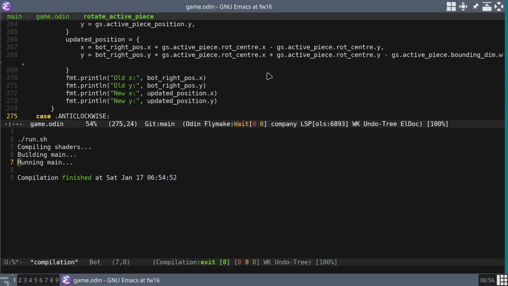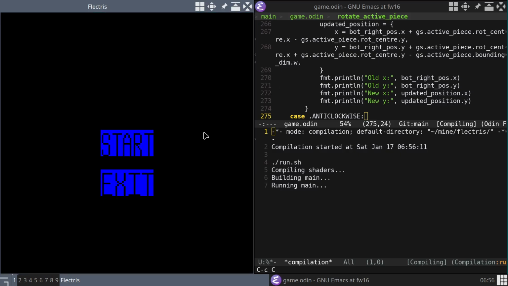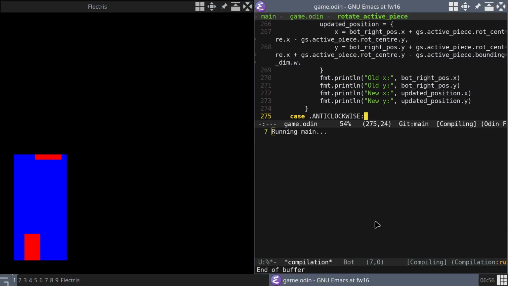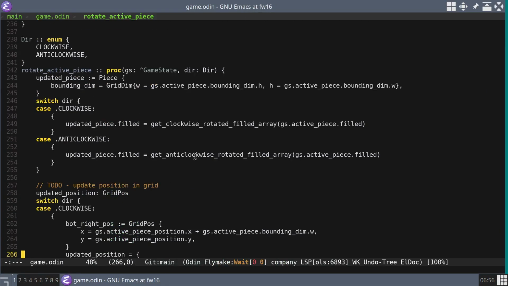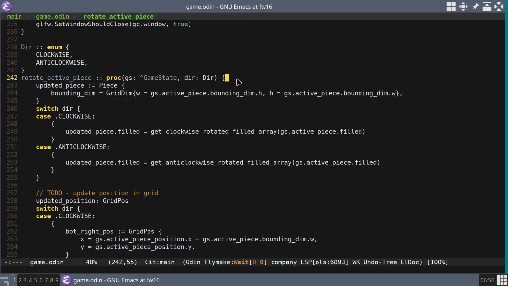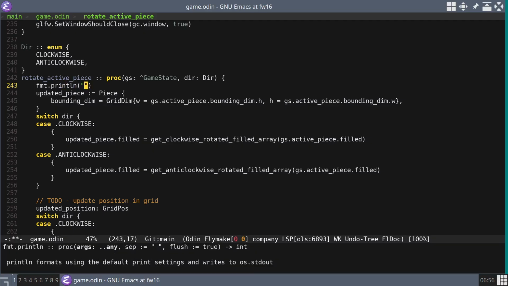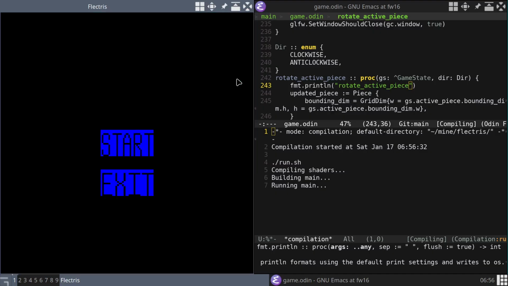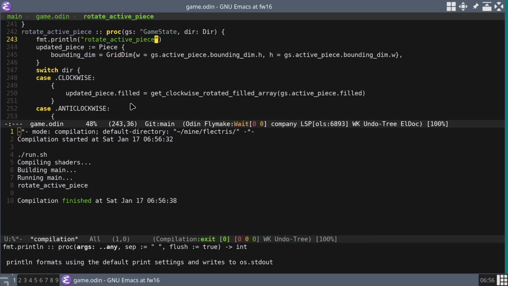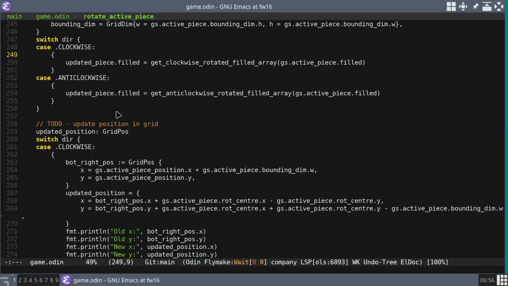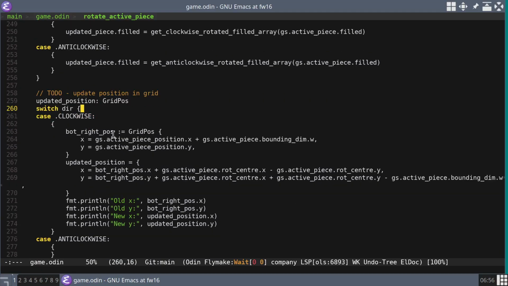I wonder why it's not printing anything. It is saved. And it's very clearly doing some of that logic, isn't it? Am I just doing something really stupid? So rotate active piece. I format print line in here. Rotate active piece. I'm in here. Yeah, so we are getting there. Switch on direction to do this stuff. Switch on direction.